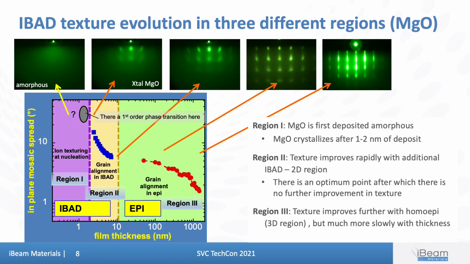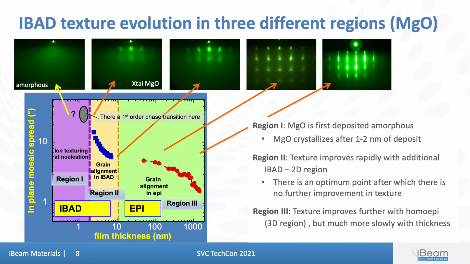The science behind the IBAD texturing process is still poorly understood, but we have a lot of data on how the texturing occurs. IBAD texture evolution for MgO is shown here in the figure. The y-axis shows in-plane mosaic spread, and the bottom axis shows the total film thickness, both on a log plot. One can identify 3 regions during deposition and how the crystalline alignment occurs. On the top here I show the RHEED diffraction images from each of the regions.